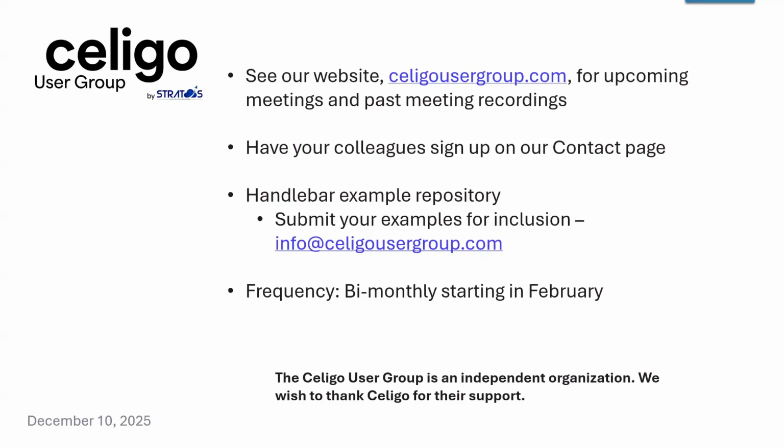So our user group is going to have a meeting bi-monthly, and I say starting in February, but that's just the beginning of the year. So obviously we're starting this one in December, but basically every other month starting in February will be our meetings, and you will get notifications of those upcoming meetings when you've signed up, which you've all signed up already.